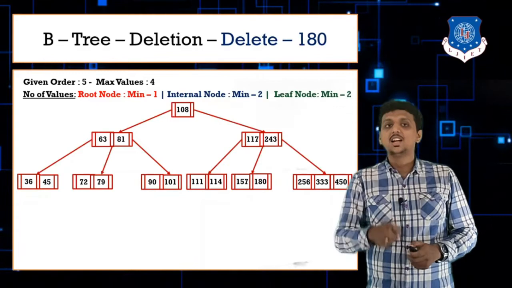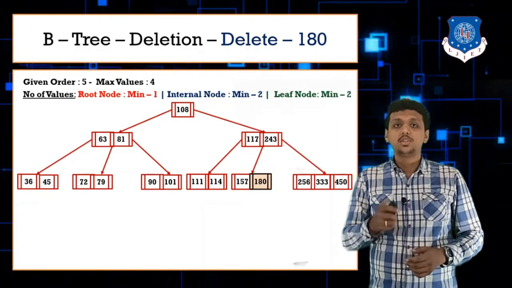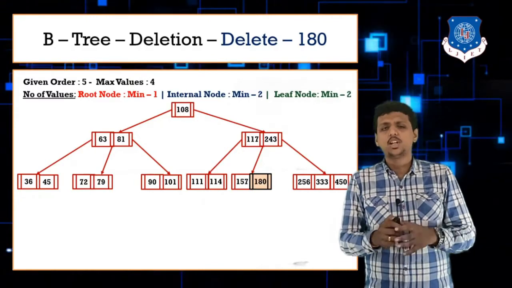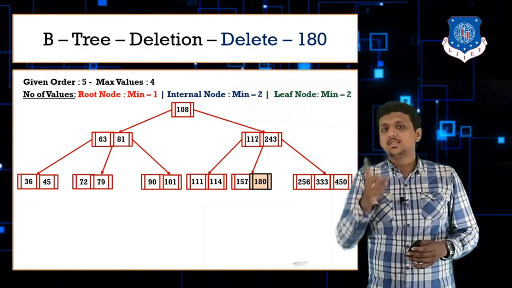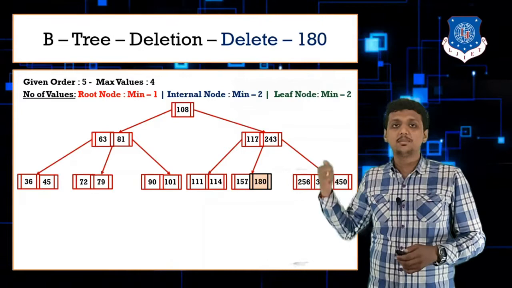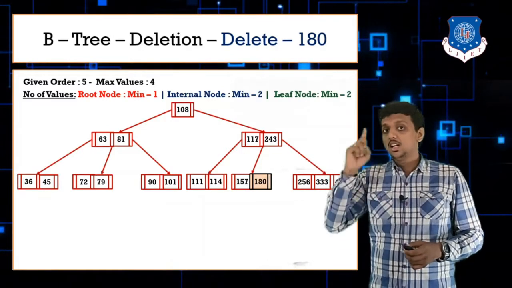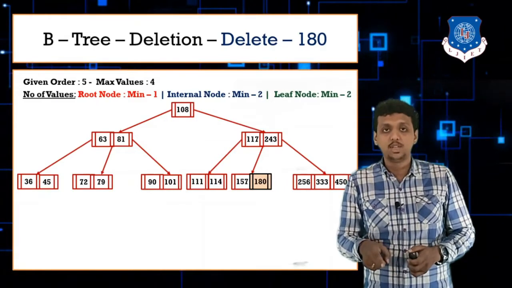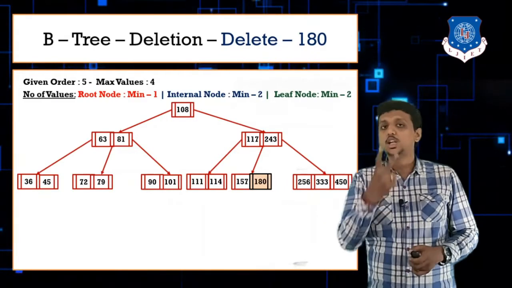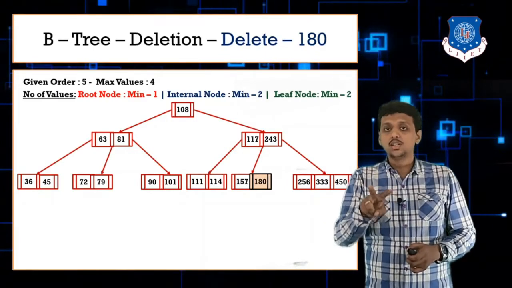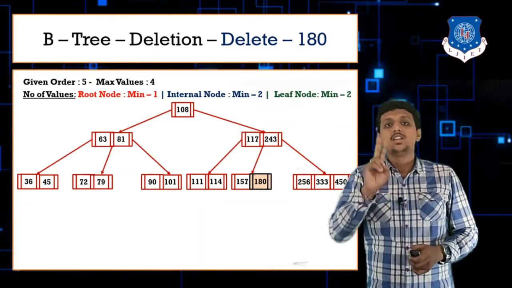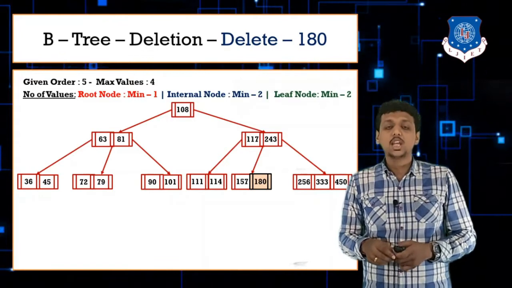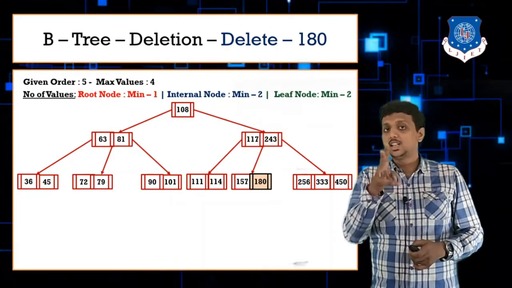Students, it is a leaf node. So the 180 is a leaf node. So what I need to do is, same as the first operation, this is case number 1. But here the leaf node contains the minimum number of values. It does not contain more than the minimum number of key values. It contains only 2 values. So what you need to do is go to the second point of case number 1, where there are 3 points.